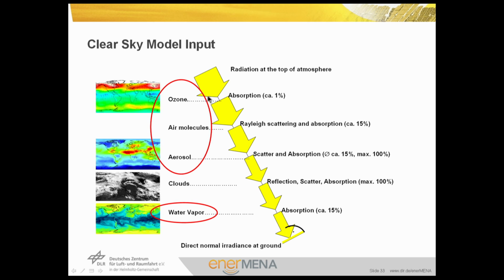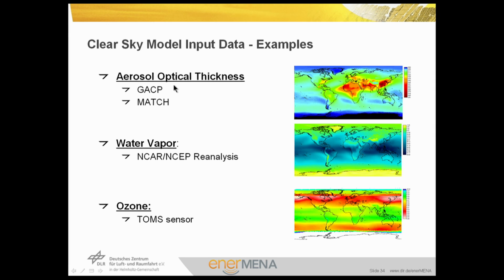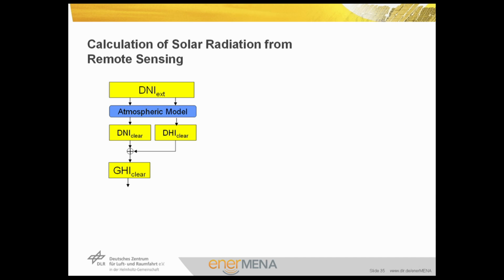For the clear sky model we need some input concerning ozone, the air molecules, aerosols and water vapor. Here are some examples for the input for clear sky models. If we want to calculate a whole map in the end of DNI, we can use GACP or MATCH for the aerosol optical thickness. This is the most important parameter for aerosols. We can use NCAR or NCEP for water vapor, and information from the TOMS sensor can be used to get information on the ozone.